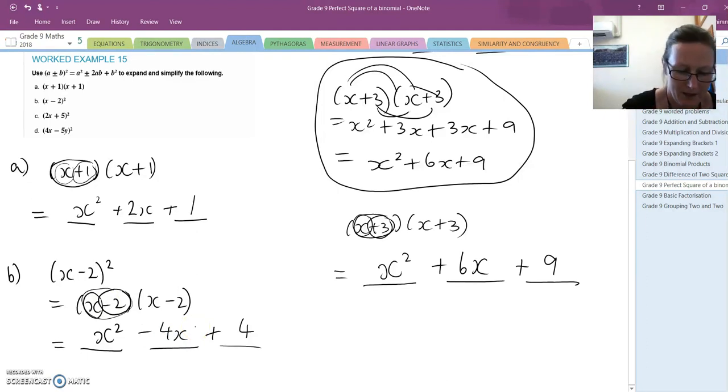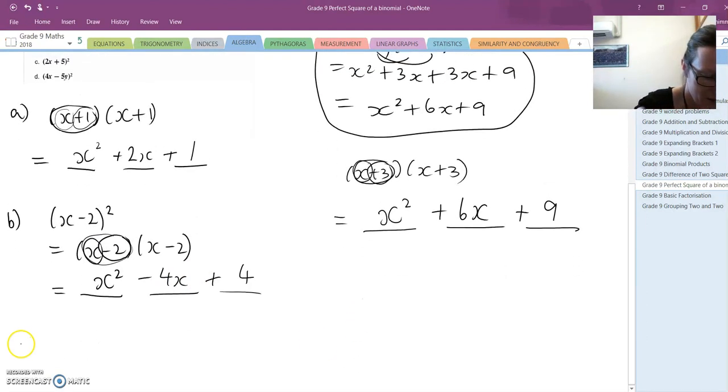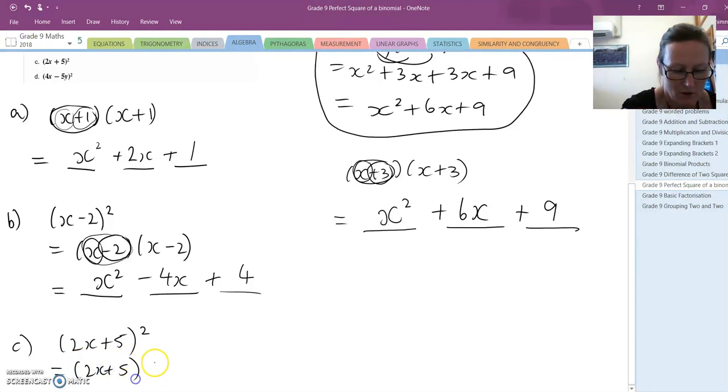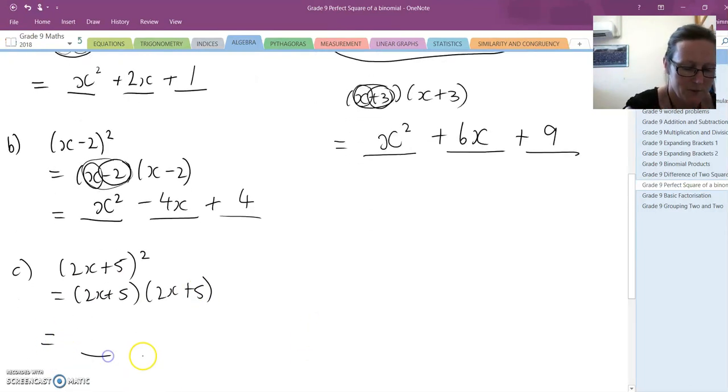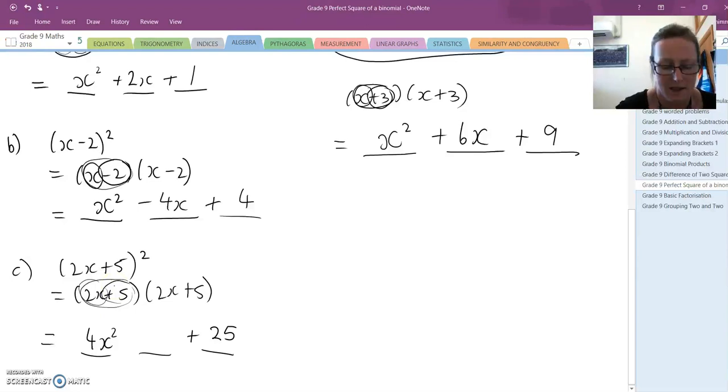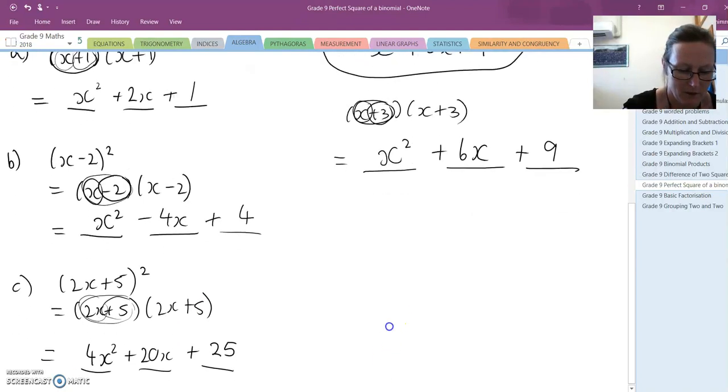There we go. Example C, 2x plus 5, all squared. That's 2x plus 5, 2x plus 5. Yep, what's in the brackets is exactly the same. So we're going to end up with 3 terms in our answer. First term, square this first term in the brackets. 2x all squared is 4x squared. The last term, let's square the plus 5. When we square 5, it's 25. Middle term, let's times these together. 2x by 5 gives us 10x, and let's double it. That gives us 20x.